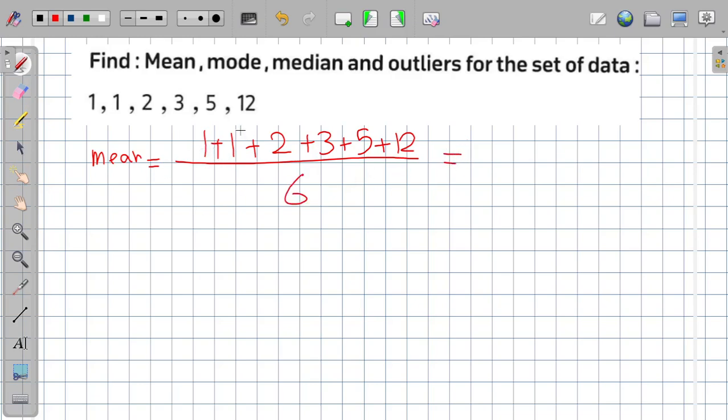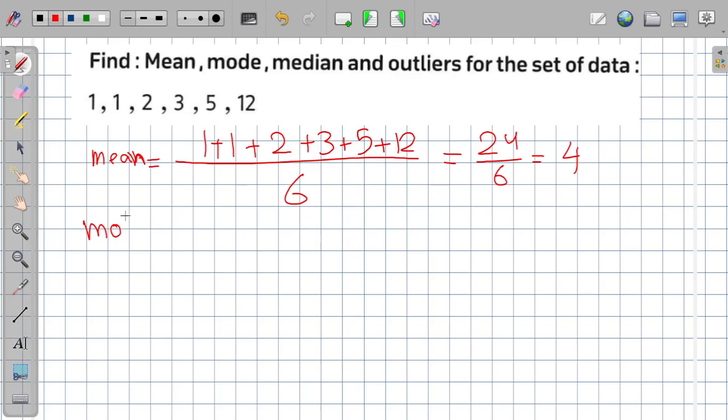So I have 2 plus 2 equals 4 plus 3 equals 7. 7 plus 5 equals 12. And 12 plus 12 equals 24. So I have 24 divided by 6. 24 divided by 6 equals 4. So the mean is equal to 4.